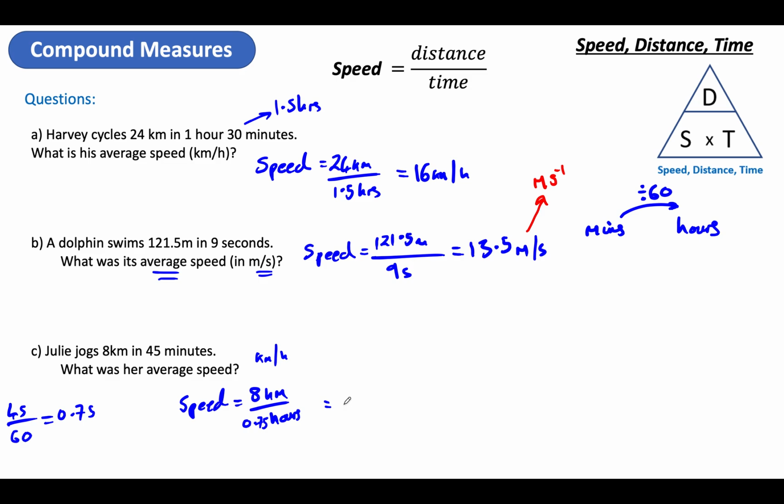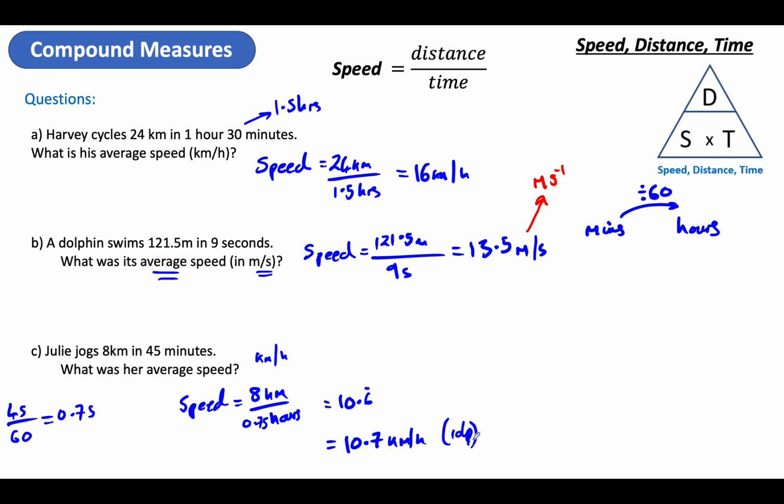8 divided by 0.75 is... Oh, a slightly weird answer, isn't it? Wow. It's 10.6 recurring. Well, I'm going to round that to 1 decimal place. I'm going to go 10.7 kilometers per hour. And I'm going to put that was done to 1 decimal place, 1 dp. All right, so I know it was rounded.